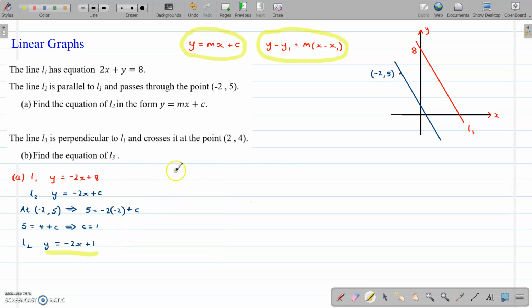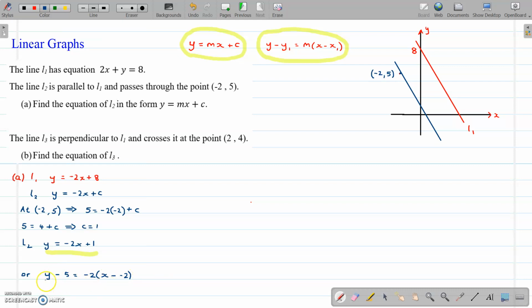Now, using this method, we could have just gone straight to this instead. So I'll just write this down underneath. We could have just used this, y minus y1, where y1 is the y coordinate of the known point, which is 5. So y minus 5 equals the gradient, which is -2, and then it's x minus the x coordinate of the known point, which is x minus -2, which is the same as x plus 2, of course.